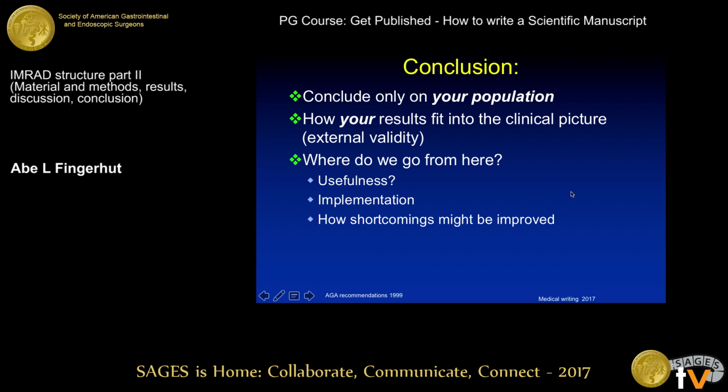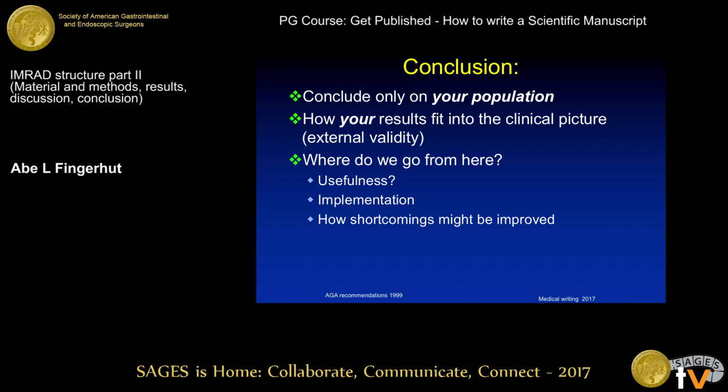You end the discussion, or you have a specific chapter called conclusion. Now, please, conclude only on your population. You saw the example that I showed you before. Our results suggest that whatever. In your conclusion, you can tell the reader how you feel that your results fit into that clinical picture. Remember I talked to you about the external validity. Are your results applicable to other populations?